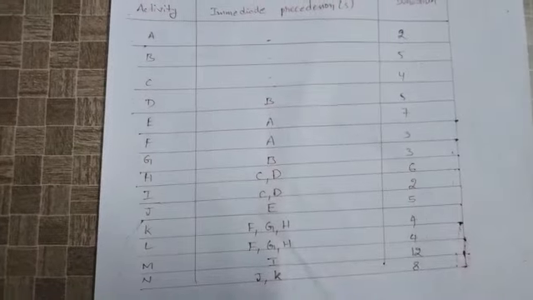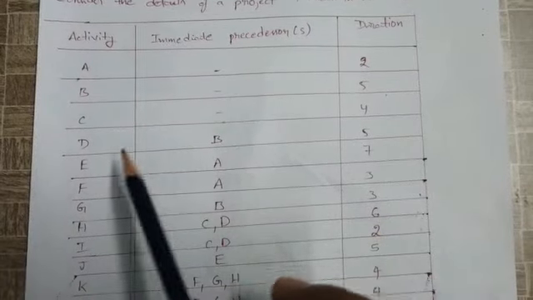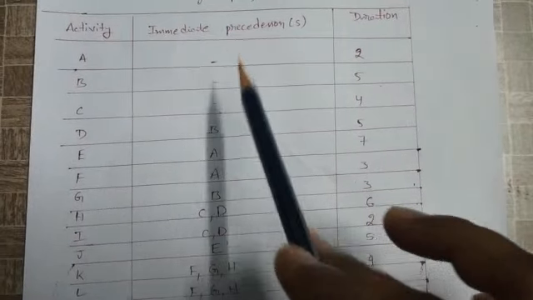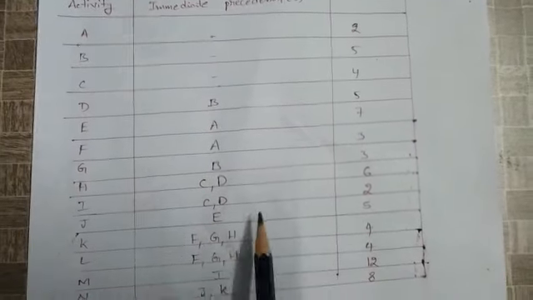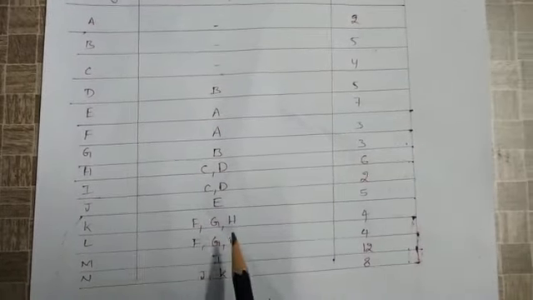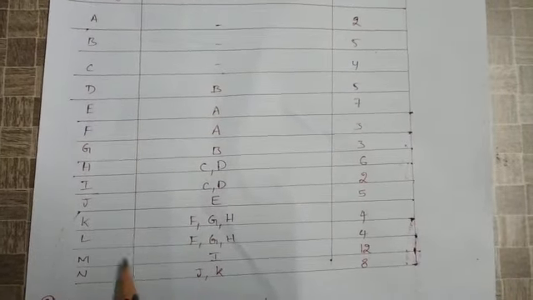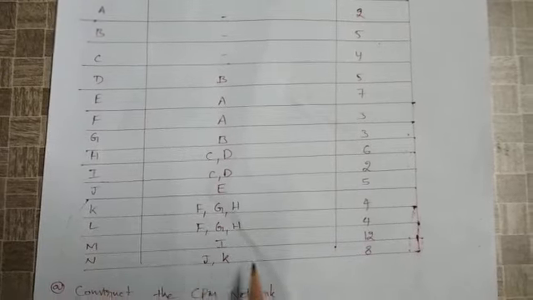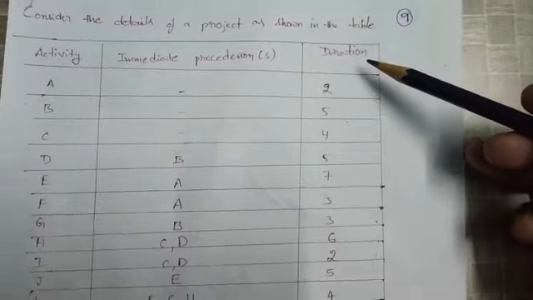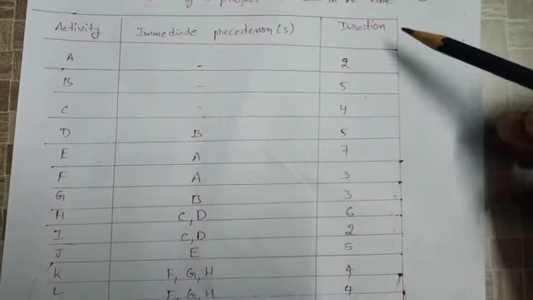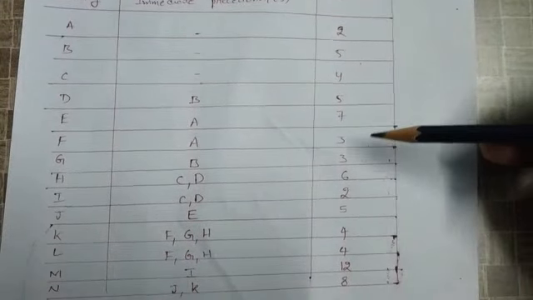For the immediate precedence, activity A is nil, B is nil, C is nil, and the remaining are: D is A, E is B, F is C, D, and H is C, D, and I is C, D, and J is E, K is F, G, H, and L is F, G, H, and M also, M is I, and N is J, K. And the durations of these activities are 2, 5, 4, 5, 7, 3, 3, 6.